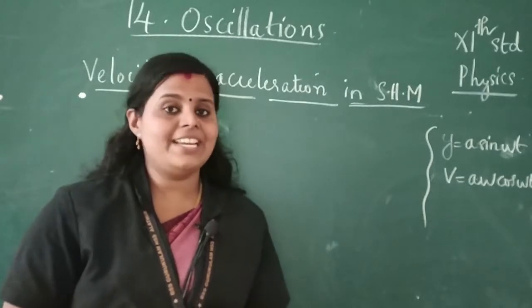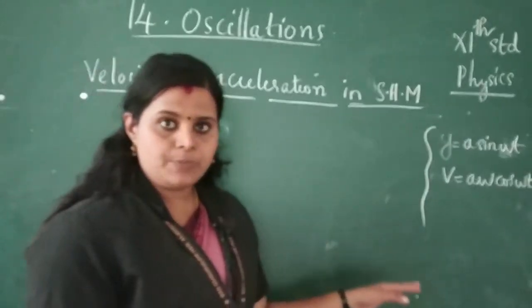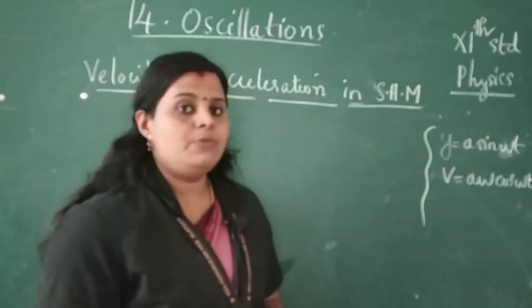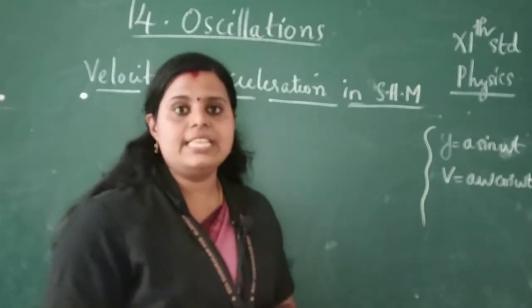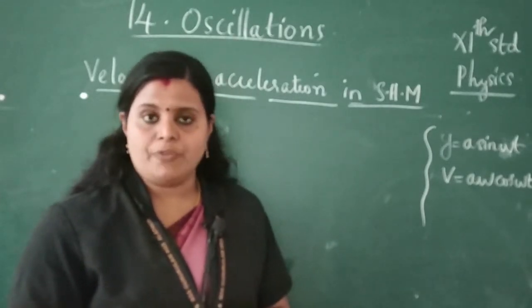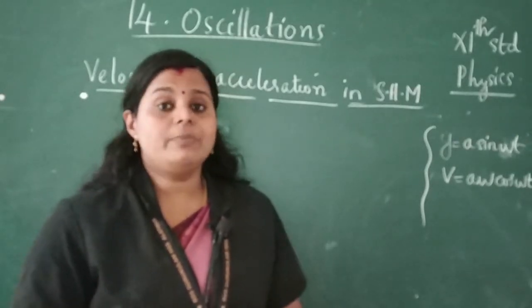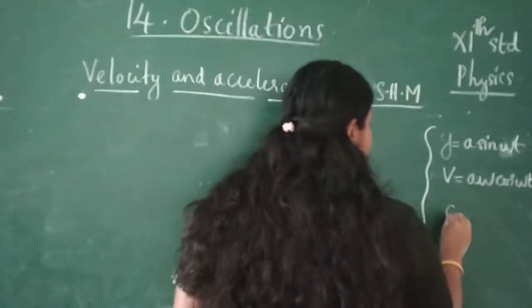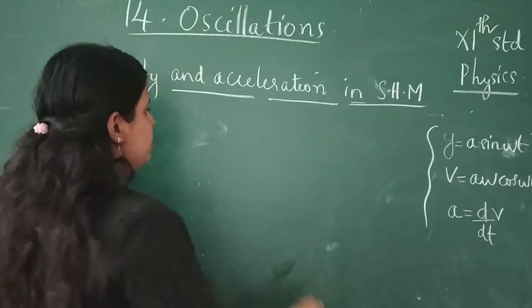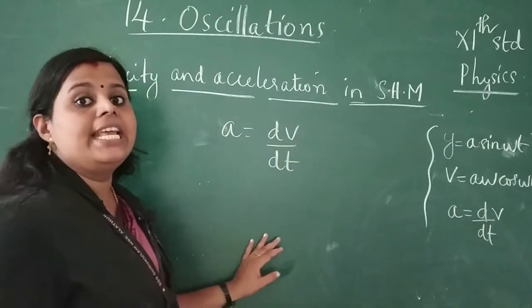Now listen children, let's derive an expression for the acceleration in the case of simple harmonic motion. For this we have two expressions, the first one for displacement, y equal to a sin omega t, and the second one for velocity in the y direction, that is v is equal to a omega cos omega t. Here we are going to derive the expression for acceleration. Before that, we have learned the relation between acceleration and velocity, that is acceleration is equal to the rate of change of velocity, d by dt of v. So here the acceleration can be written as dv by dt, where v is the velocity in the y direction.